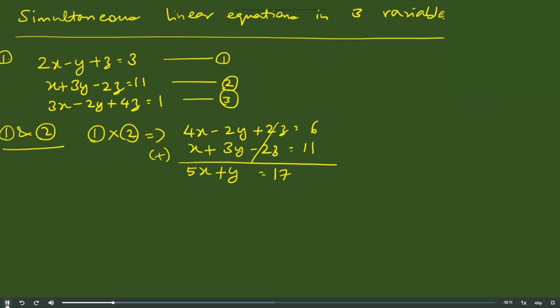5x plus y is equal to 17. This I will call equation 4. Okay, similarly, I will take the second and third equation.